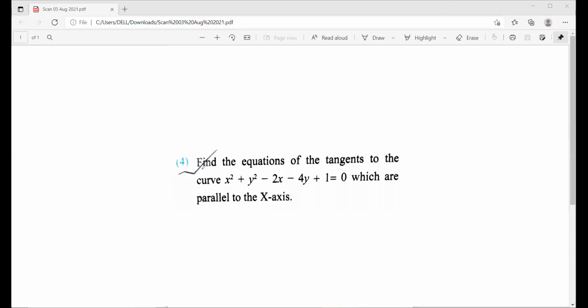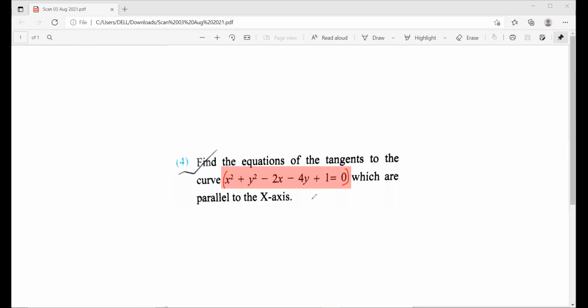Okay, see this question number 4 now. Find the equation of the tangents to the curve which are parallel to x-axis. So see this curve, there are certain properties that this curve exhibits. Look at this curve. This curve is a second degree equation in x and y, but it is not homogeneous because you got the power of x as 1, whereas the power of x here is 2. It is not homogeneous. It is a second degree equation, but it is not homogeneous.